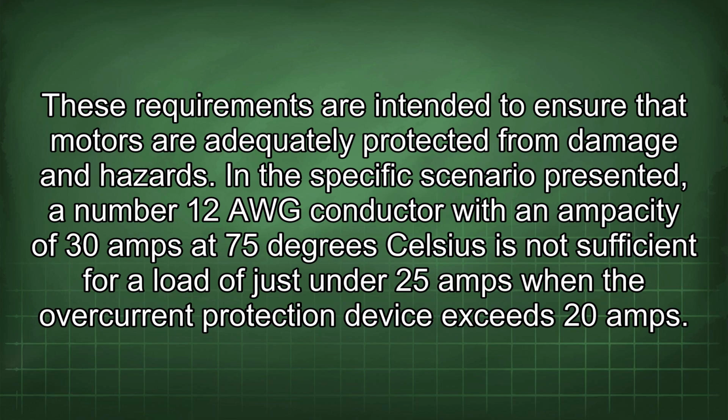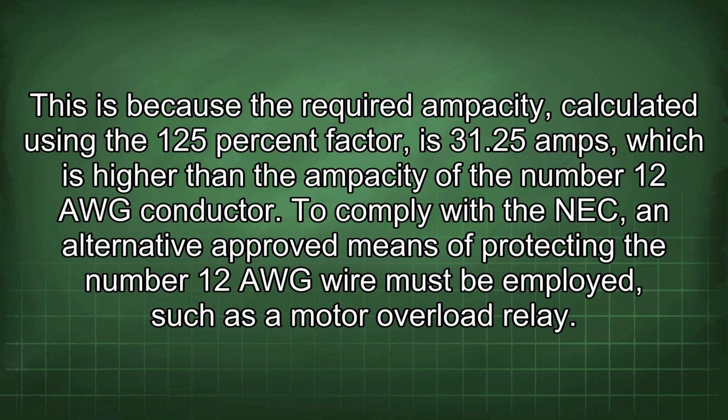In this specific scenario presented, a number 12 AWG conductor with an ampacity of 30 amps at 75 degrees Celsius is not sufficient for a load of just under 25 amps when the overcurrent protection device exceeds 20 amps. This is because the required ampacity, calculated using the 125% factor, is 31.25 amps, which is higher than the ampacity of the number 12 AWG conductor.